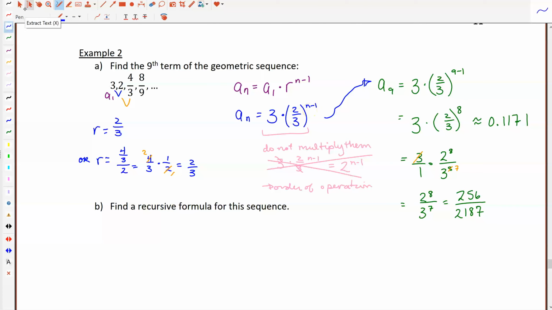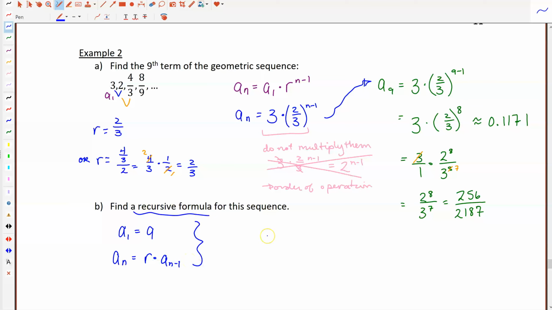Okay, so now that we've got that covered, for the same problem, for part B, same sequence here, let's find a recursive formula for that sequence. As a reminder, for a recursive formula you're first going to let people know where the sequence needs to start, so what that first term is. And then to get to any nth term after that, it's going to be r times a sub n minus 1, r times the previous term.